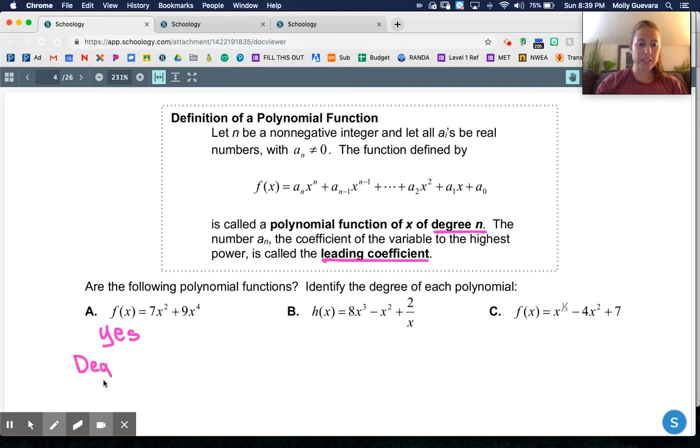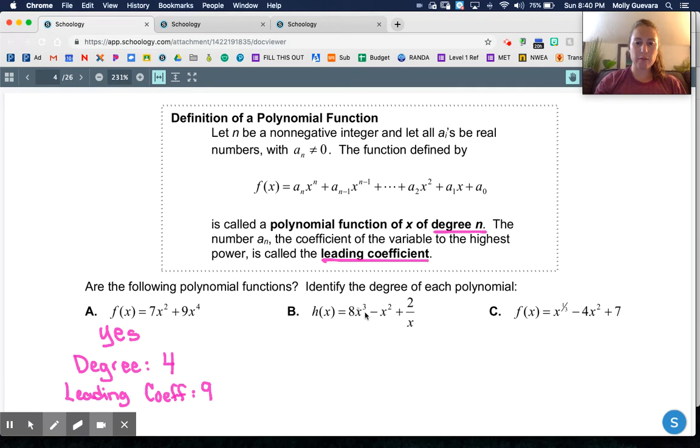And the degree is the highest exponent. Well, in this case, the highest exponent is a 4, so the degree is 4. And it doesn't ask for it, but we're going to write the leading coefficient, which is the number in front of the variable of the highest degree, so that would be 9. And that's it. Let's look at B.